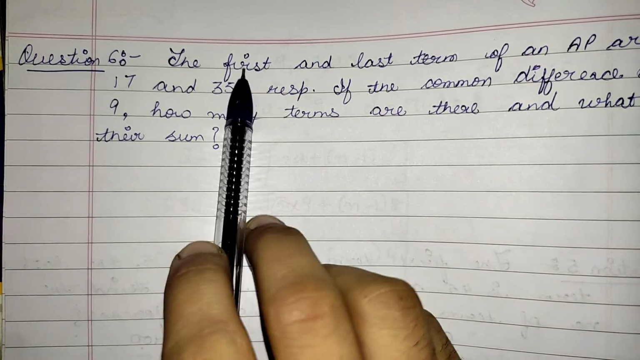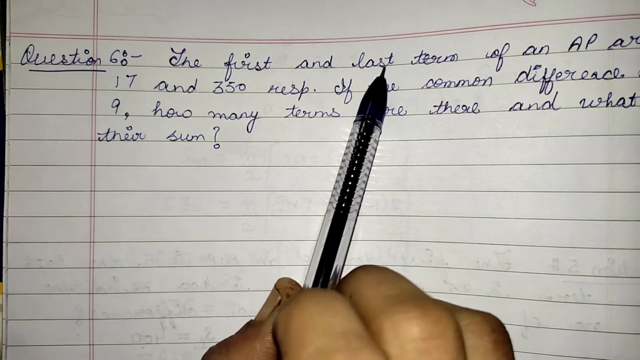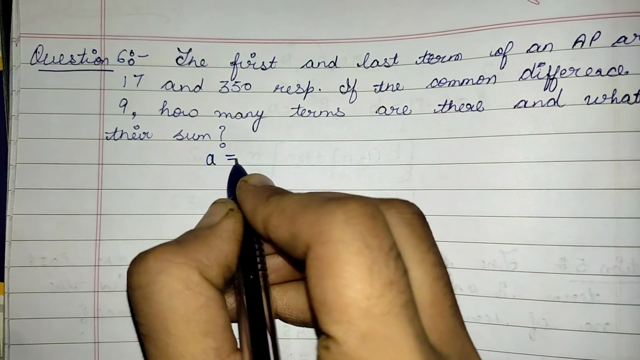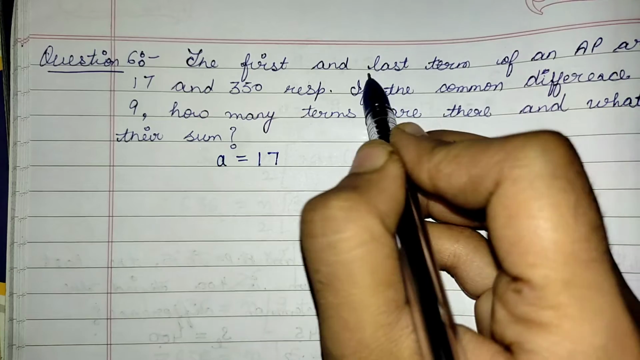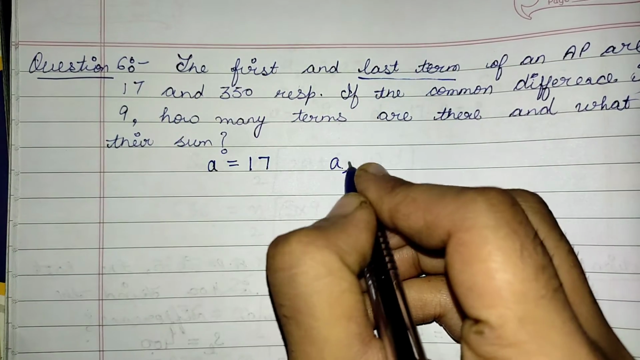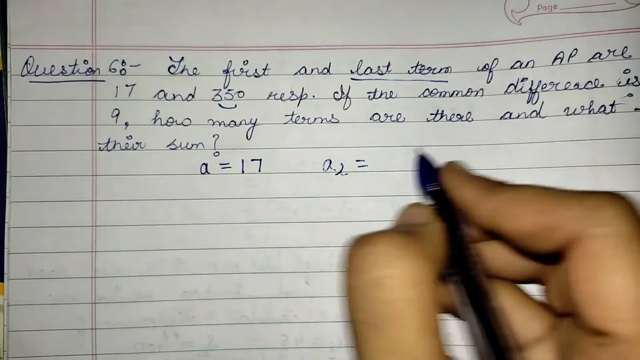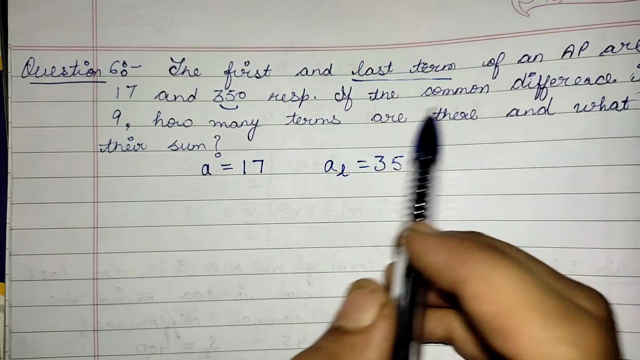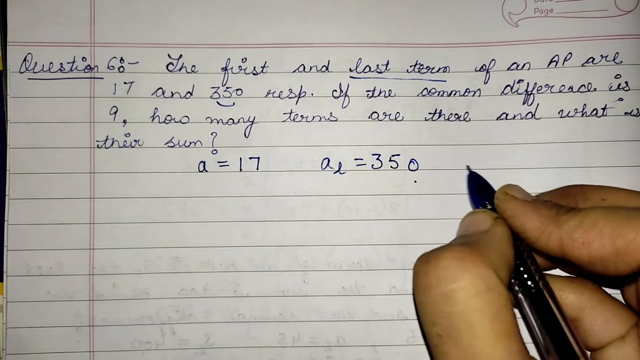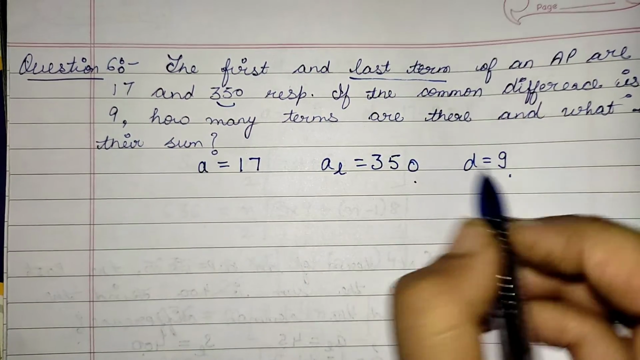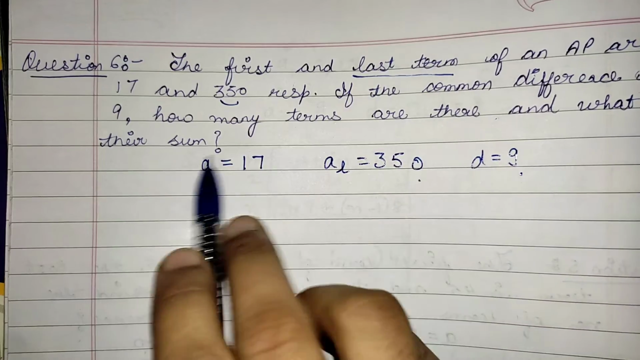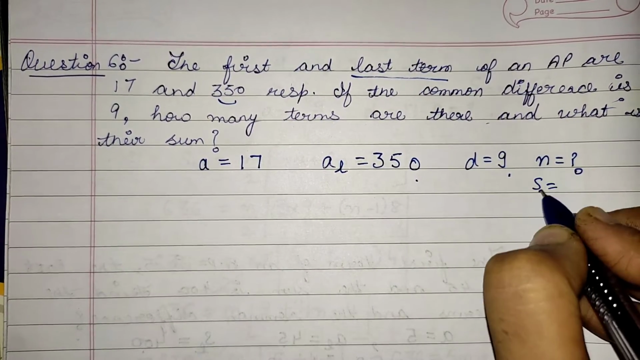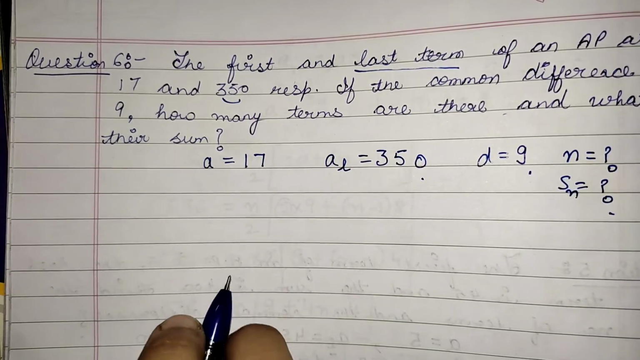Now moving to question number 6. Question number 6 says that the first and the last term of an AP are given. The first term is 17 and the last term of the AP, a_l, is given as 350. They are saying that if the common difference is 9, how many terms are there and what is their sum? We have to find out the value of n and we have to find out the value of S_n.